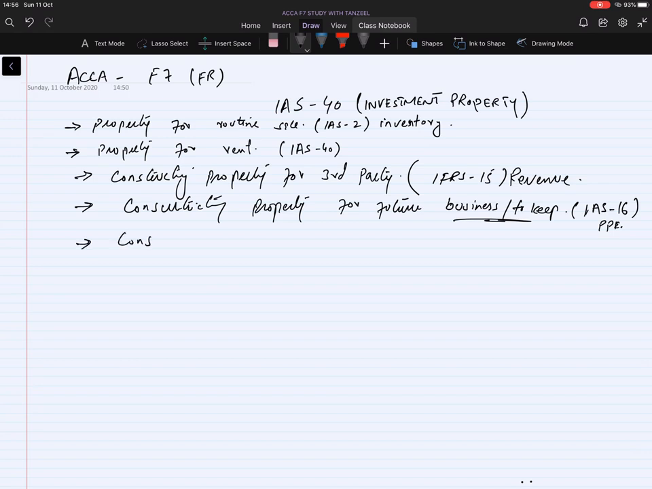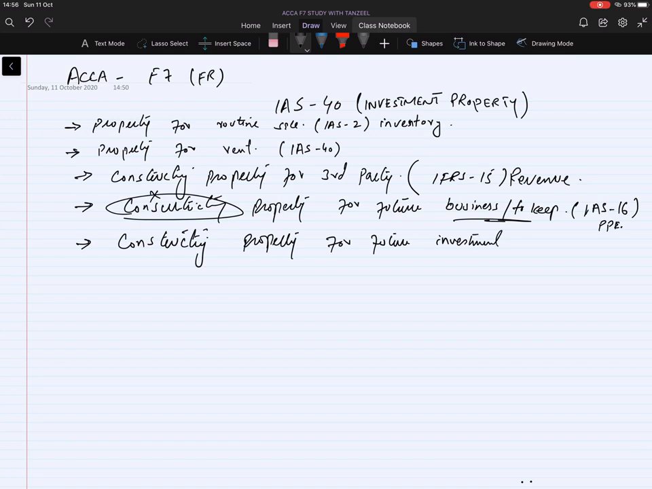But if you're constructing a property for future investment, just excuse my spelling, I misspelled here. If your intention is that you are constructing a property to earn rent money, or to dedicate this property to earn rent, it means you consider this as investment property, then you apply IAS 40 in this. Even during the construction you apply IAS 40.